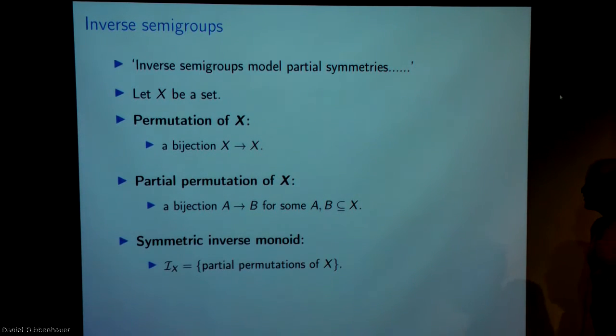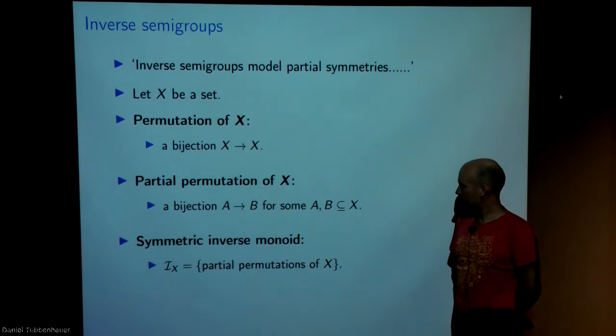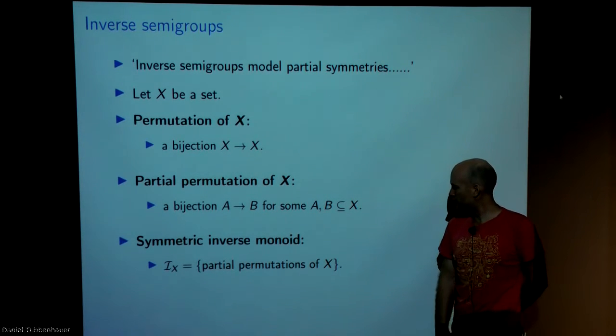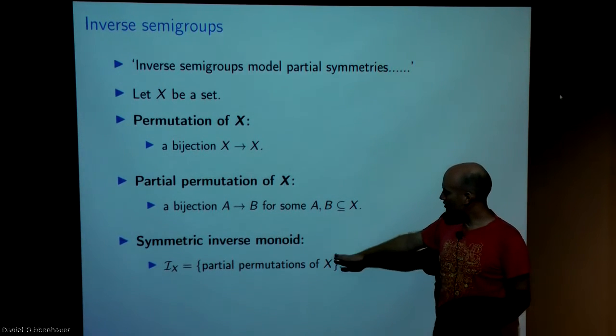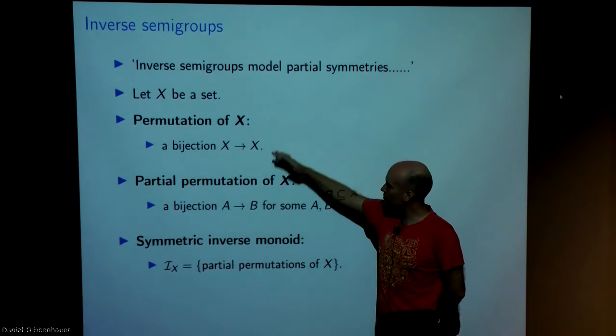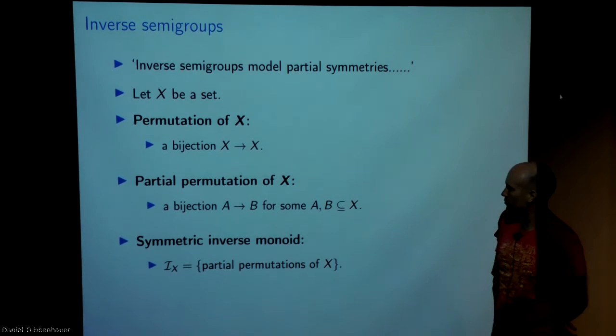Okay, and the set of all of these things is called the symmetric inverse monoid, and it's an inverse semigroup. The identity map on X. So these don't have to be proper subsets. It can be X itself. So every permutation is also a partial permutation.